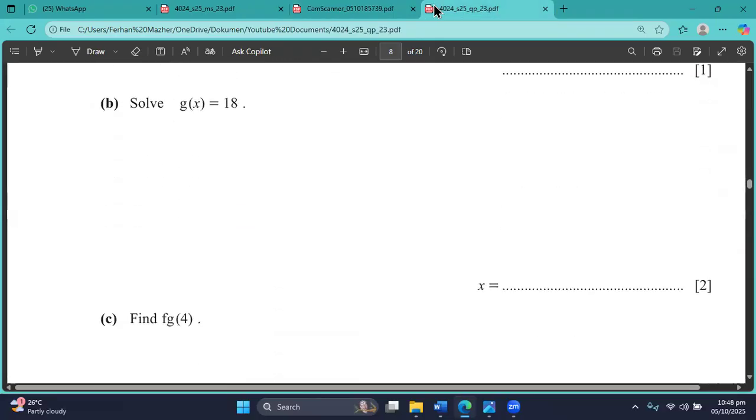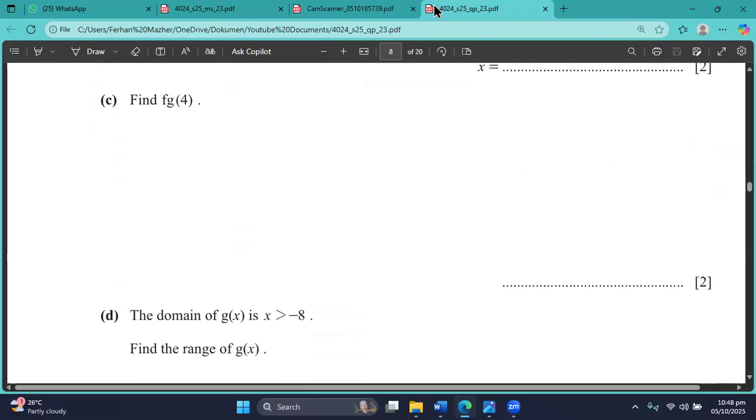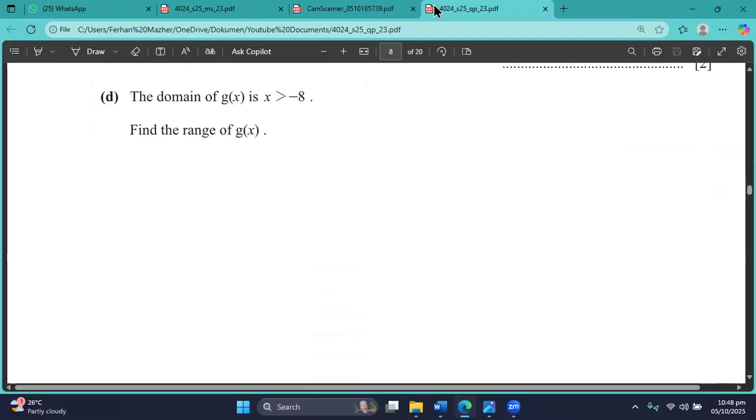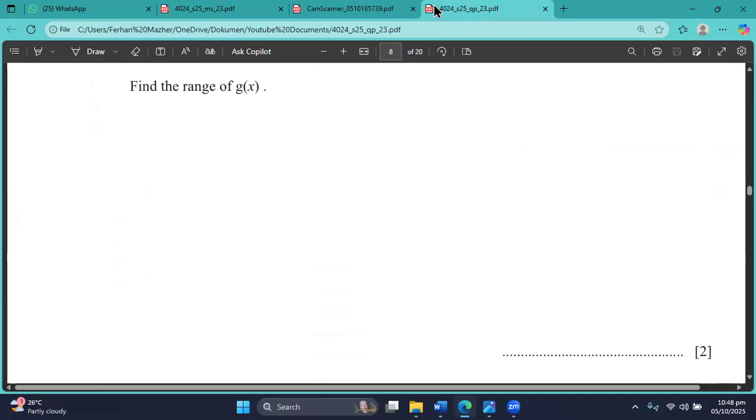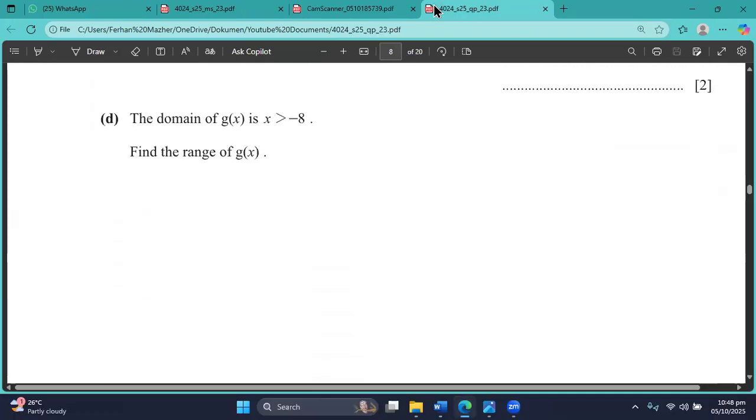Then question number 10, the C part is done. Okay, now they say this is a 2 marks question. Question number 10, it's D part. The domain of the g of x is x greater than minus 8. So in that formula, we are going to put the values of the x greater than minus 8. They say find the range of the g of x.